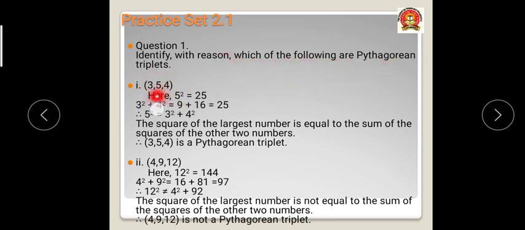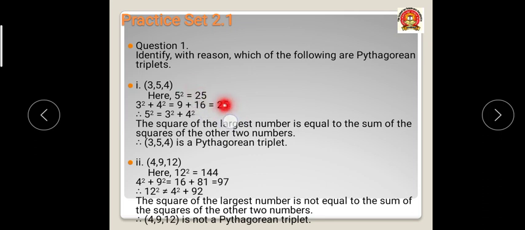What is the first question? 3, 5, 4. Here, what is a Pythagorean triplet? If the square of the bigger number is equal to the sum of the squares of the two smaller numbers, then we can say that these three numbers are a Pythagorean triplet. Now see here, which is the bigger one? 5. 5 square is 25. Which are the smaller? 3 and 4. 3 square plus 4 square is equal to 25.